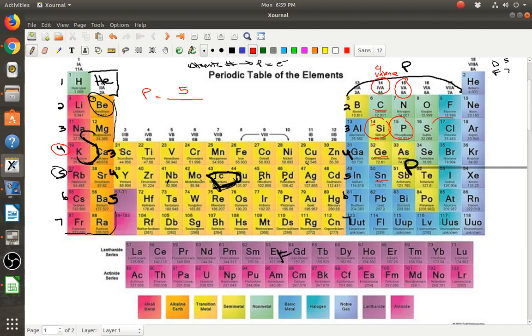How many valence electrons does chlorine have? Well, it's in column 17 or 7A. So how many valence electrons does it have? Enter that in. It has 7 valence electrons. All right, so draw the Lewis dot structure for chlorine. Chlorine with 7 dots. 1, 2, 3, 4, 5, 6, 7. Chlorine has 7 dots around it.